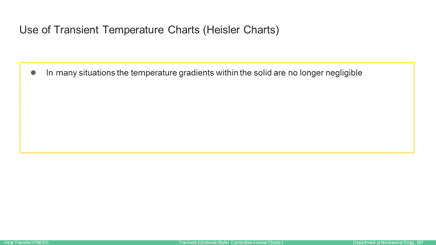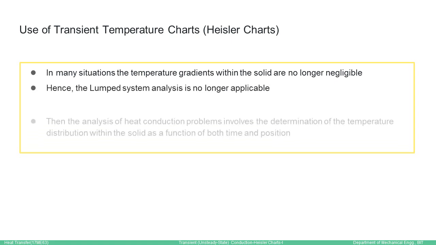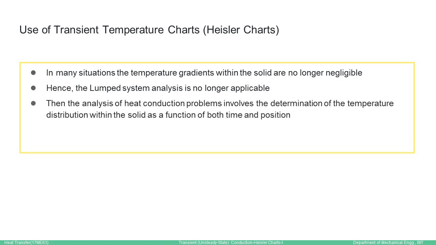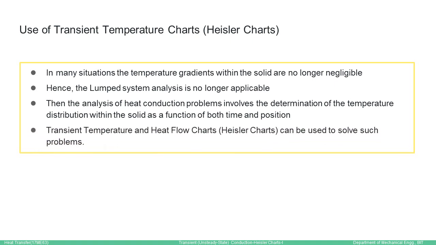But in many situations, temperature gradients within the solids are not negligible. In such situations, lumped system analysis cannot be applied. In order to analyze these conduction heat problems, determination of temperature distribution within the solid as a function of both time and position is important. So we can use transient temperature charts or Heisler charts for solving such problems.